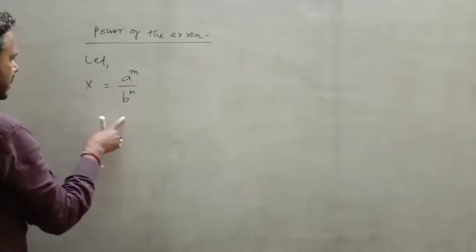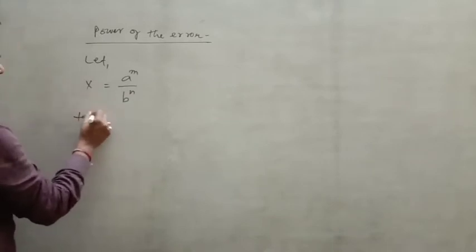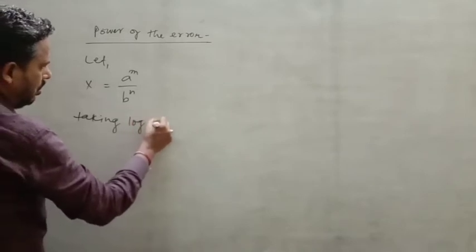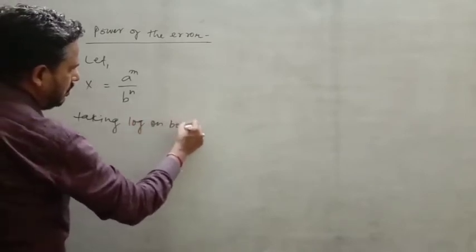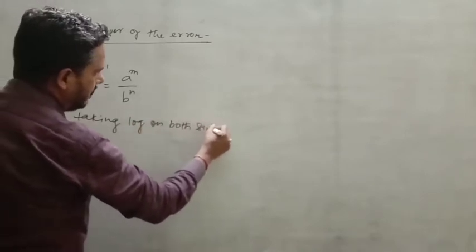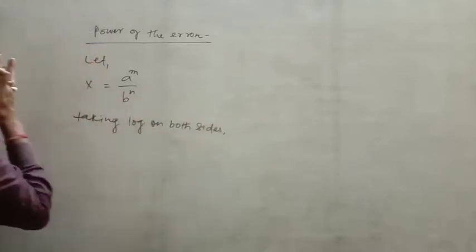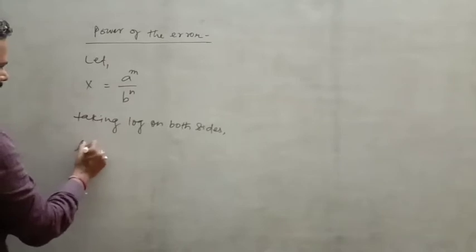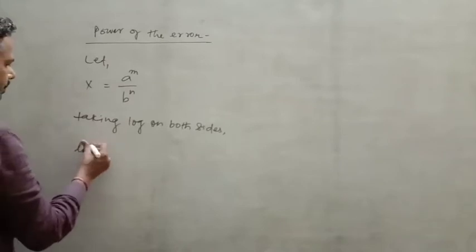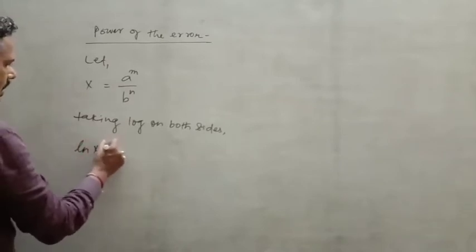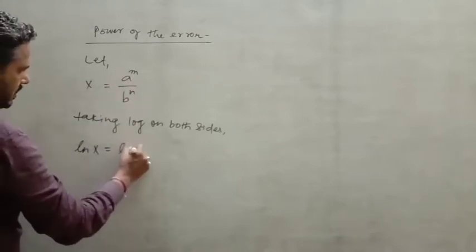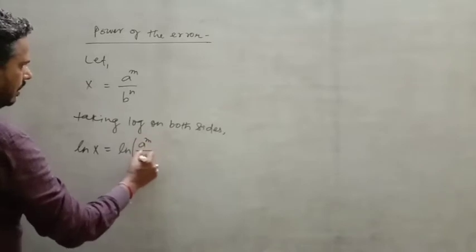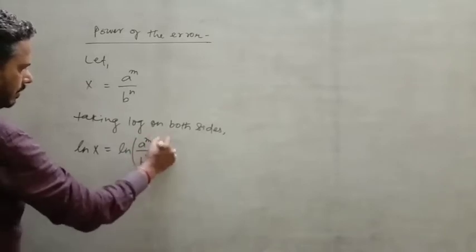log on both of the sides. So just taking log on both sides. Whenever you take a log, natural log can also be written as ln. So this one is ln x, and now here this one is ln of a to the power m over b to the power n.